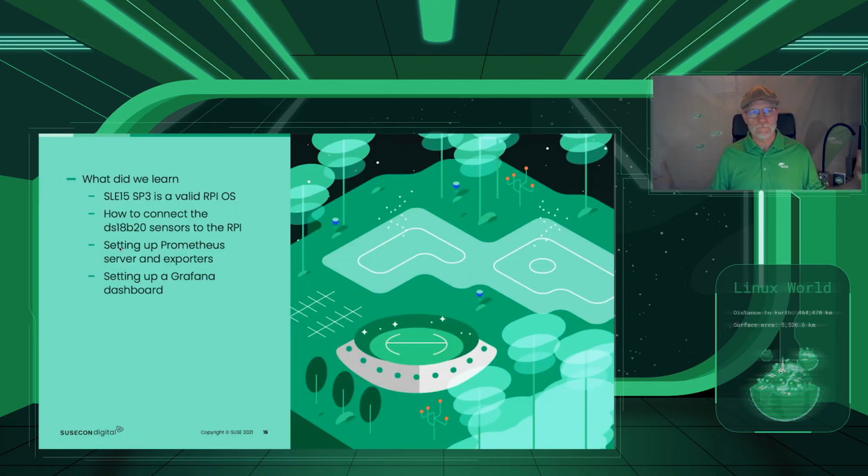So what did we learn? Well, first off, we learned that SLE 15 SP3 is a valid Raspberry Pi OS. The GPIO pins do work to collect our metric data from that DS18B20 sensor. We learned how to actually wire it together and get things connected. I showed you how I deployed Prometheus server and the exporters. It makes it very simple with a tool like SUSE Manager.